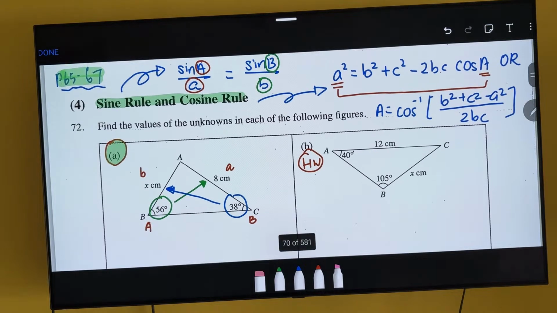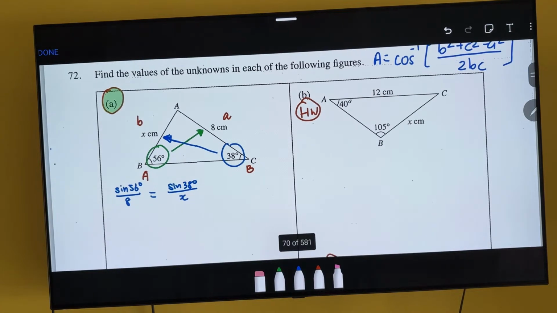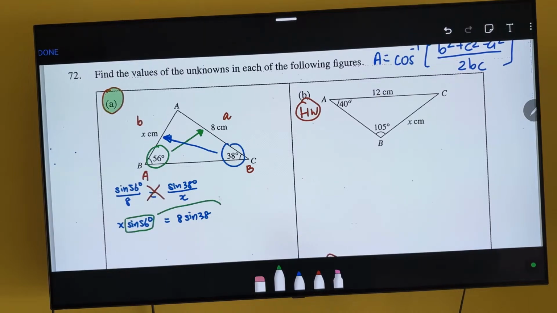So let's put these values into the formula and we try to find x. So formula says sine A over a, right? So we have sine 56 degrees out of 8 equals sine 38 degrees out of x. How do we solve? We use our favorite method, our all-time favorite, cross multiplication. So we will have x sine 56 degrees equals 8 sine 38. We're almost there. In order to find x, we don't need sine 56 degrees on the left. Let's bring it to the right.